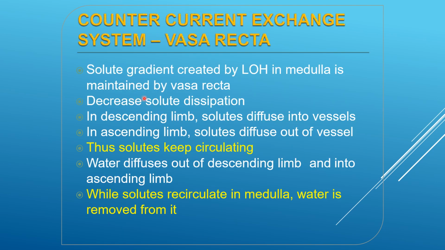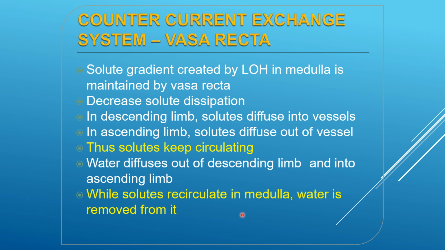So now we will see the countercurrent exchange system which takes place in the vasa recta simultaneously with the countercurrent multiplier system. Here the solute gradient created by the loop of Henle is maintained by the vasa recta by decreasing the solute dissipation. In the descending limb, what is happening? Solute is diffusing into the vessel whereas water is diffusing out. So solute enters, water moves out. And in the ascending limb, solute diffuses out and water enters into the vessels. So thus solutes keep circulating.